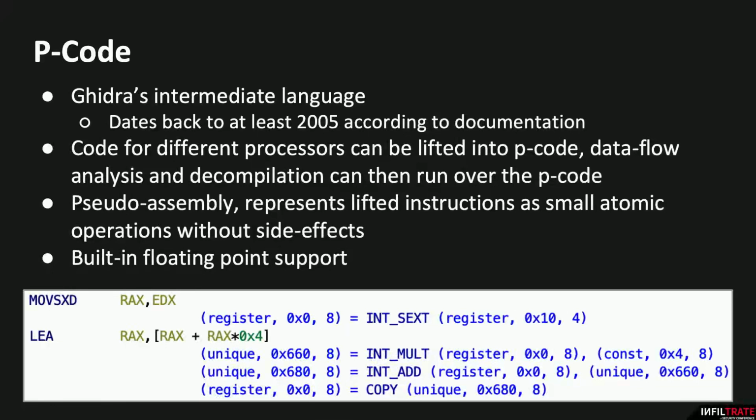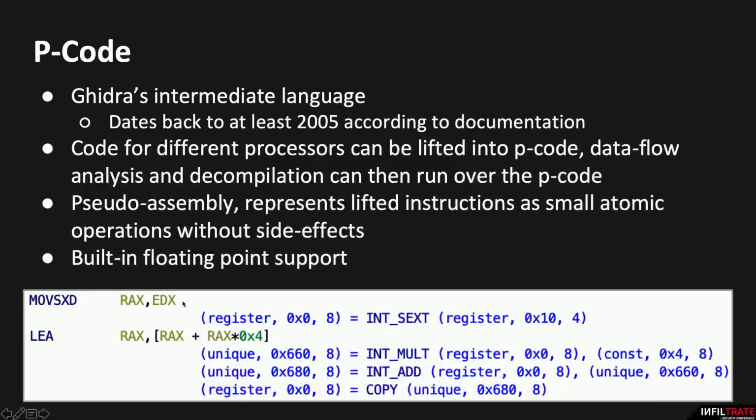P-code is a pseudo-assembly, so it represents lifted instructions as small atomic operations without side effects. So side effects are made explicit. If an addition will set a register or assign a flag register, they will break it up into the addition, and then they'll check the results of the addition and then set the register appropriately. There are no side effects for each micro-instruction. P-code also includes built-in floating point support, which is something that not a lot of program analysis frameworks necessarily support out of the box. It's a more complex thing to model, so it's impressive that they have that pretty seamlessly included. Again, you'll see here some examples of some raw P-code.